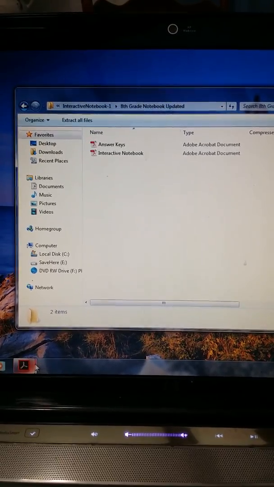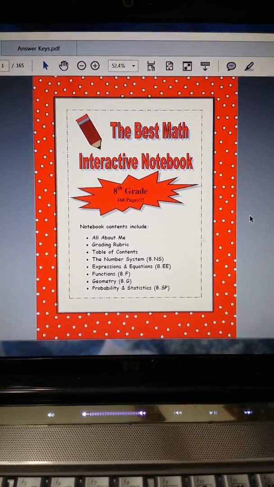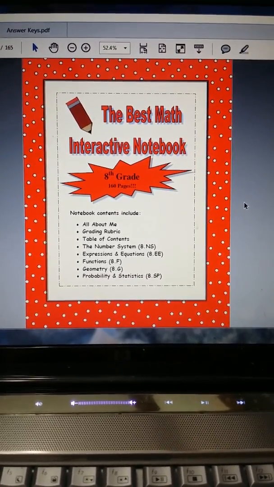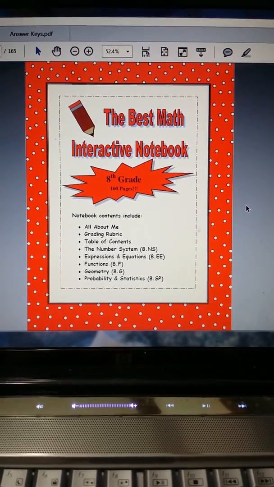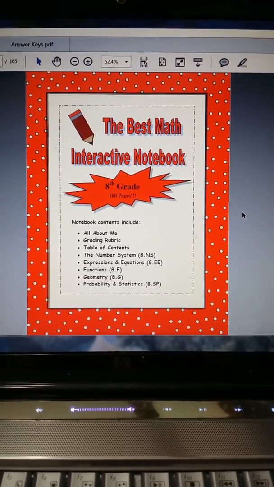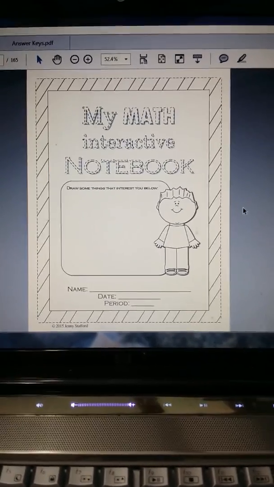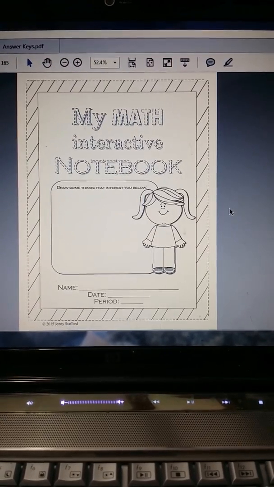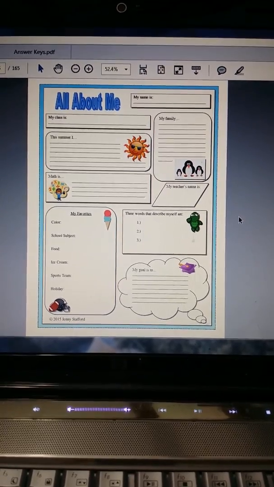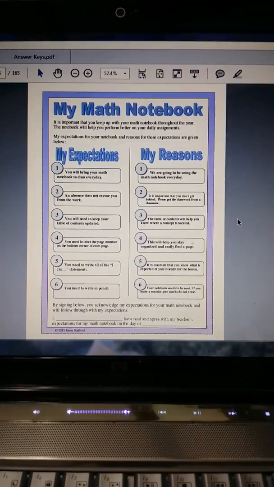I have already opened those down here, so you'll see there's the notebook. It includes the number system, expressions and equations, functions, geometry, probability, and statistics. There's also some stuff in the very beginning that will help students set up their notebook. For example, this is a cover page, and also, they will get all about me. They can fill that out maybe the first day of school.